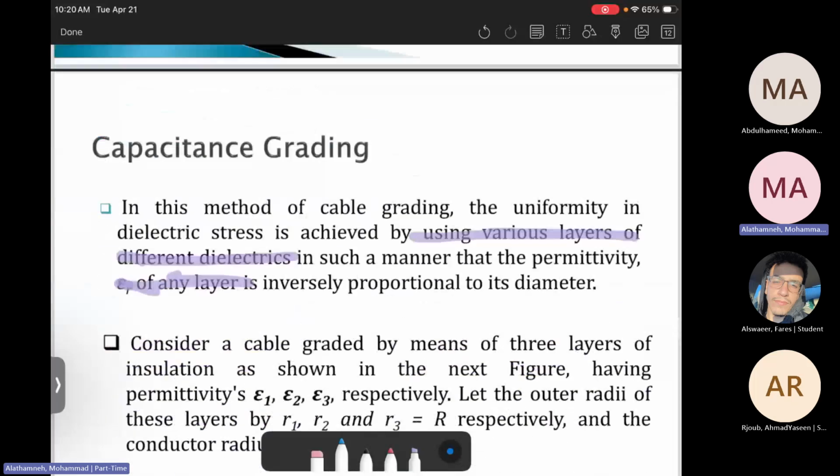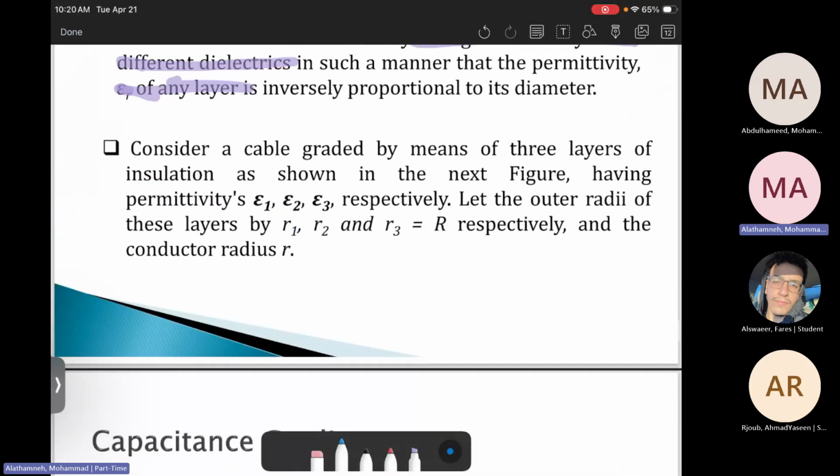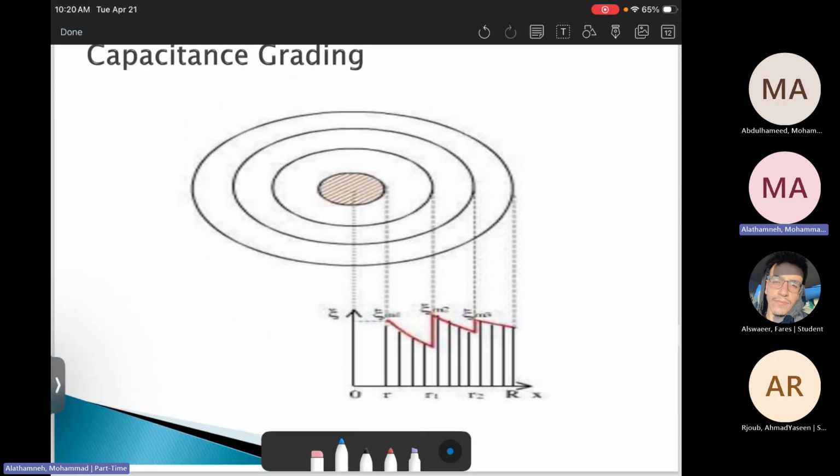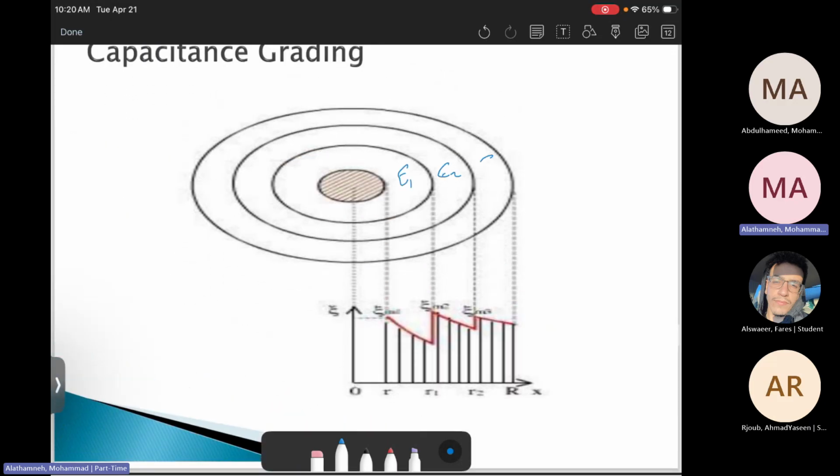Then each one has its own epsilon. We call it epsilon 1, epsilon 2, epsilon 3. Each one has its own radius. Then here's how it looks like. So here is epsilon 1, epsilon 2, epsilon 3, which is separating the dielectric materials. And that's what we already have in the cables. You can recall in the previous lecture when we mentioned the high voltage cables, there are about 12 layers in some of them, 9 layers in the other one, 8 layers in the medium voltage, and 6 layers in the low voltage. So there were different types of layers.